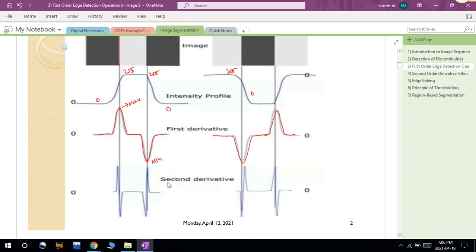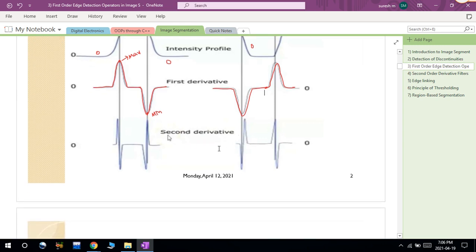But we can go to the second derivative also. In case of second derivative operators, again we will apply the derivative to this. So here 0 again changed to positive, so I can say it is a positive edge, and I will indicate it by this positive edge. And here from 255 it is again changed to 0, so this is a negative edge, so I will write this negative. So wherever this 0 crossing happened, we will try to find these 0 crossings, like this positive and again it is changed to negative. This is called 0 crossing.